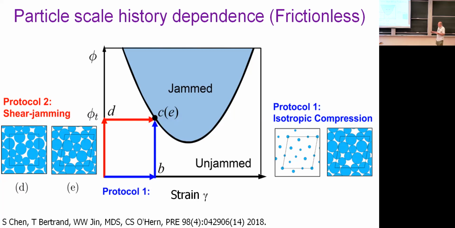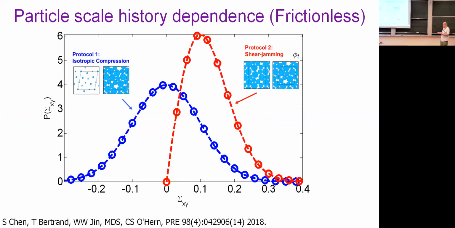Another protocol is we first strain, and then we compress, and the question is, can we get to the same points? What types of points do we get to? Are we always going to have the same points? So these are the 2 protocols. This one, we first compress, then we shear. This one, we first shear, and then we compress. Okay, so that's the basic difference.